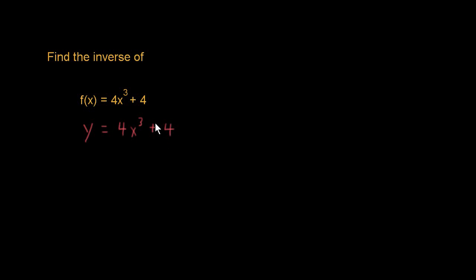The second step is to interchange the y's and the x's, interchange the variables. So we'll rewrite this as x equals 4y cubed plus 4. We just interchange the variables. That was step number 2.